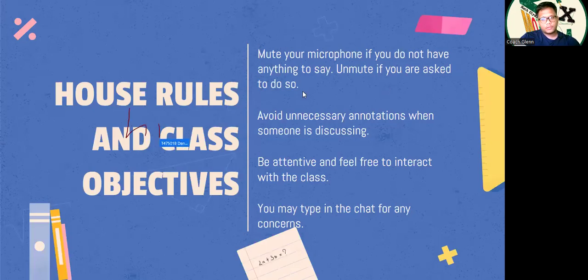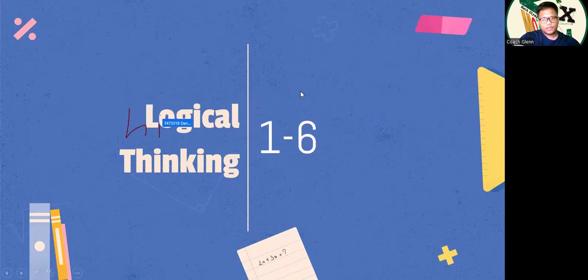Now let's start. And do not annotate the book, okay? So first part is logical thinking, 1 to 6.